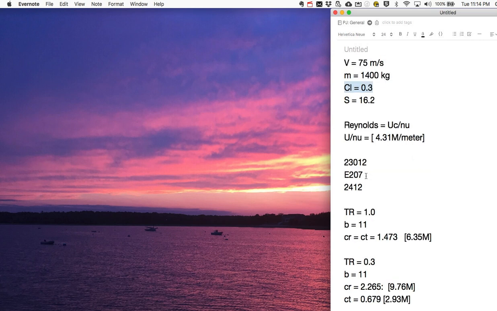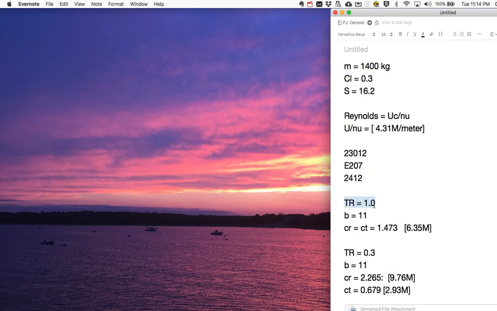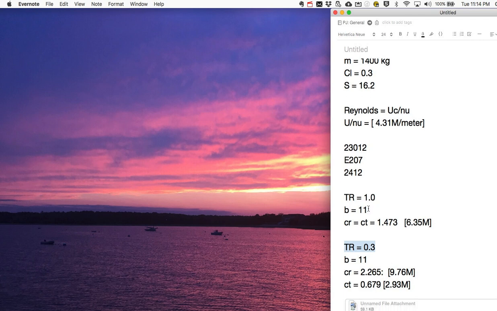So I have for my rectangular wing, taper ratio 1, and a taper ratio of 0.3. We'll also look at with the same span. We have a variety of chords. So the chord is constant on this rectangular wing. The chord is not constant on this tapered wing, so it ranges from 0.679 to 2.265. And so I can compute Reynolds numbers for these.